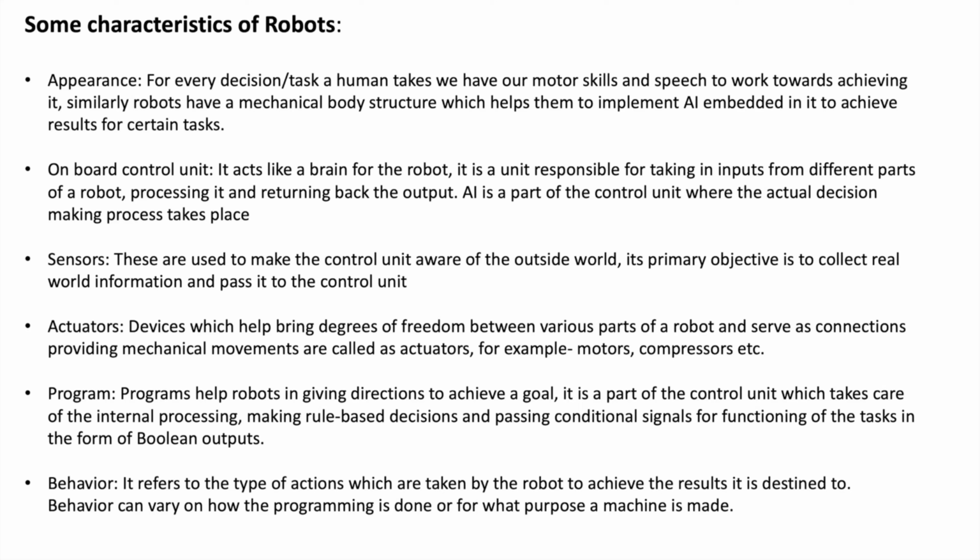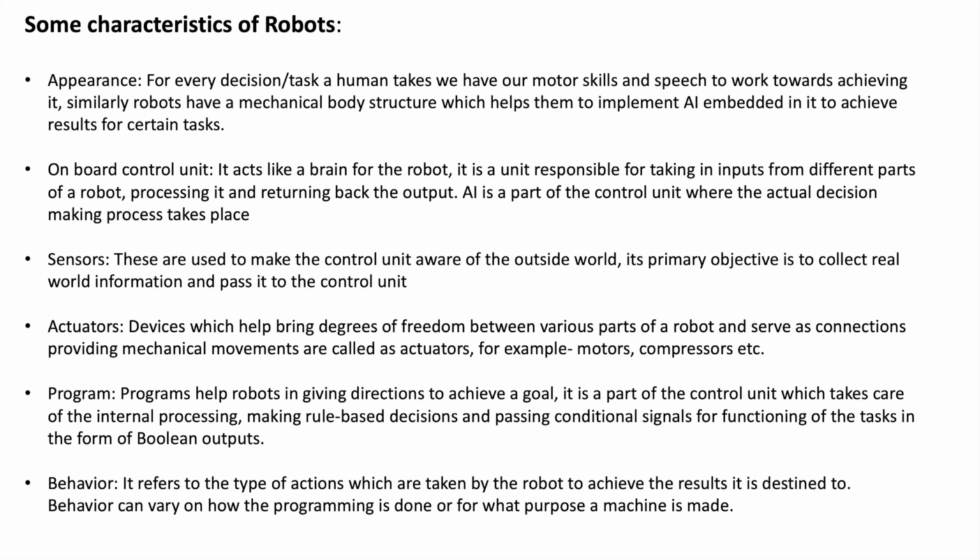Sensors. These are used to make the control unit aware of the outside world. Its primary objective is to collect real world information and pass it on to the control unit. Actuators. These are devices which bring in degrees of freedom between various parts of a robot and serve as connections providing mechanical movements. For example, motors, compressors, etc.